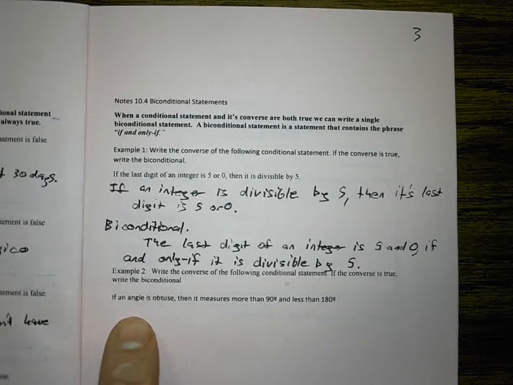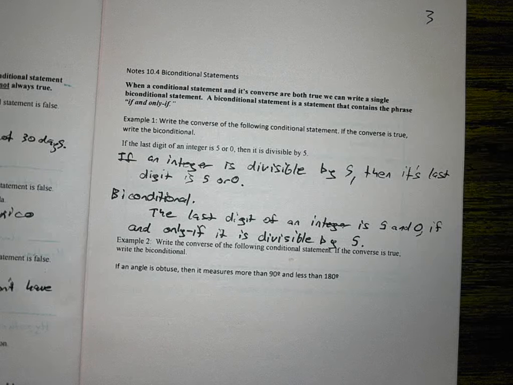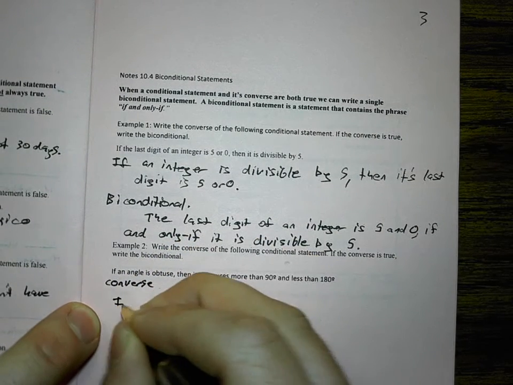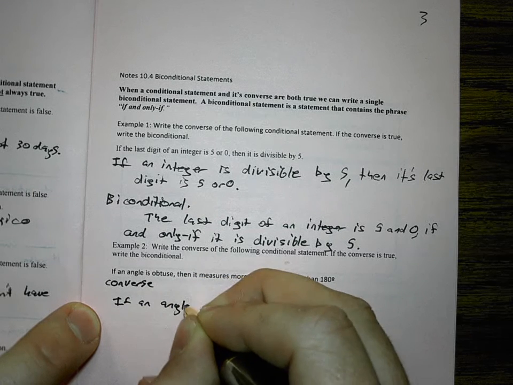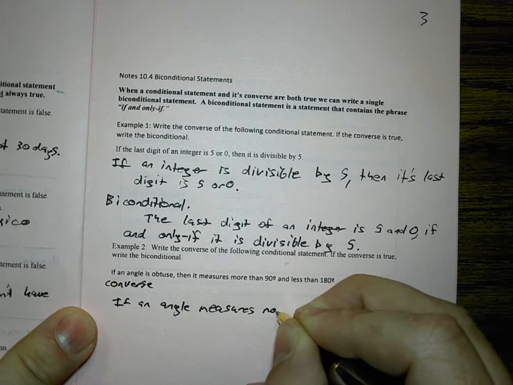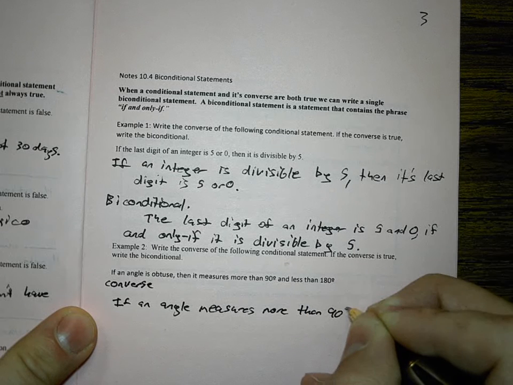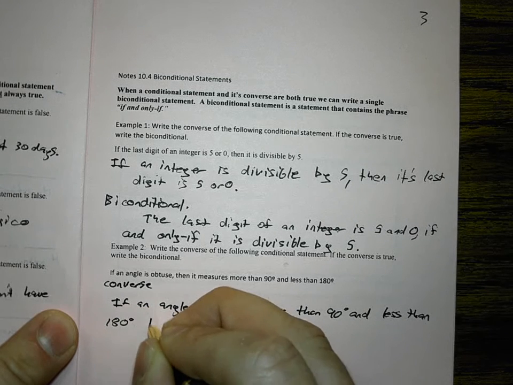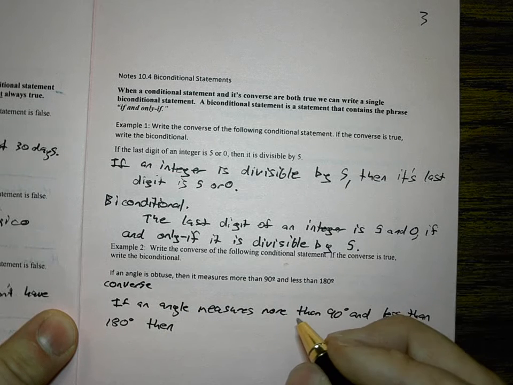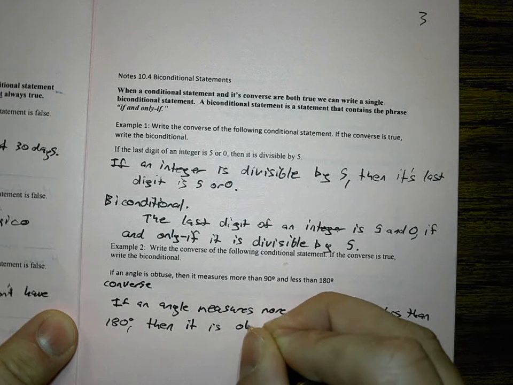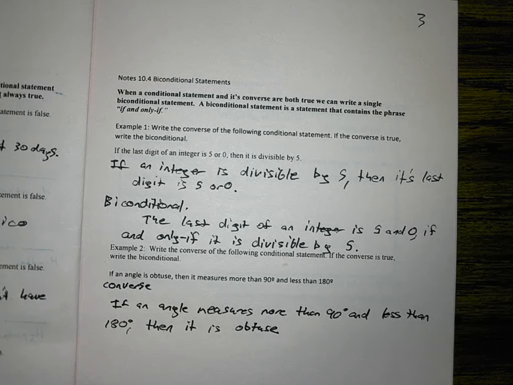Let's try number 2. If an angle is obtuse, then it measures more than 90 degrees and less than 180 degrees. So we're going to write the converse. So if an angle measures more than 90 degrees and less than 180 degrees, then it is obtuse. That's my converse statement.